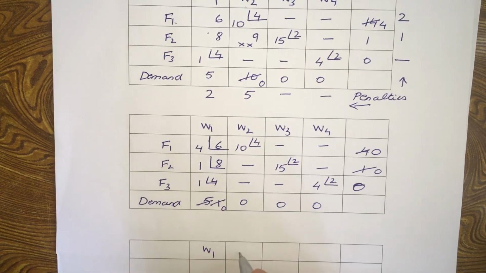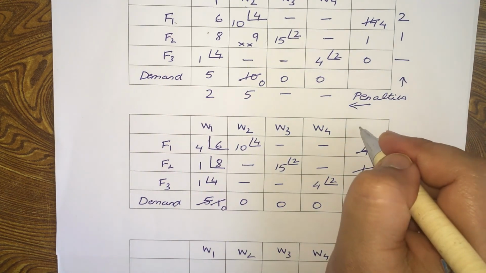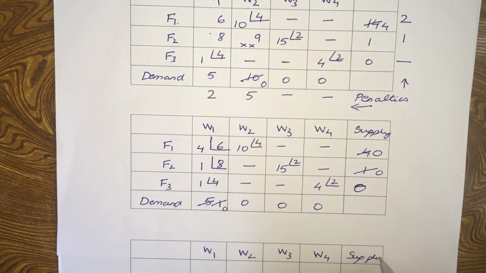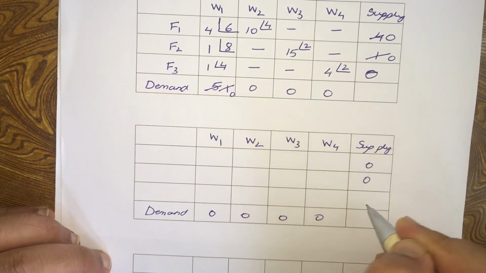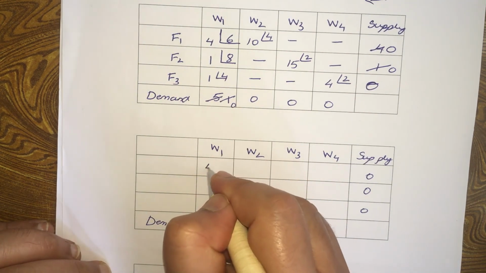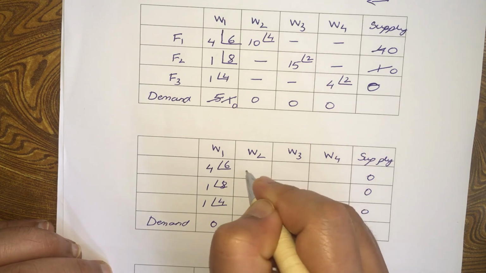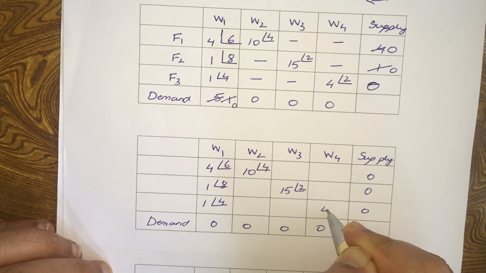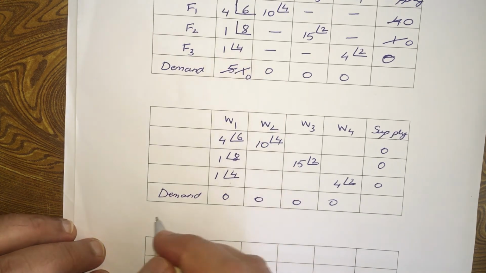So finally your final allocation will be... So we've met all the demand as well as supply. We've exhausted all. So finally now the allocation will look like this. Final allocation. So how many allocations? 1, 2, 3, 4, 5, 6. So find out the total cost.